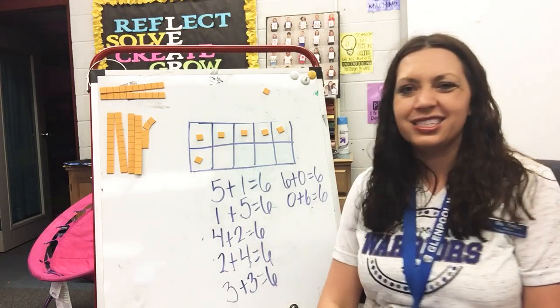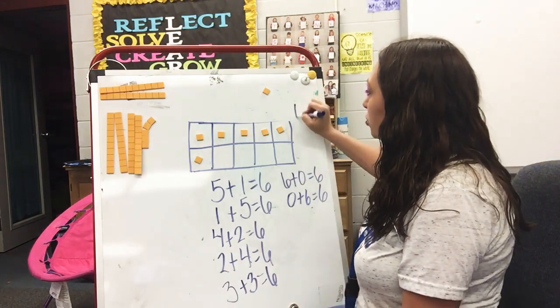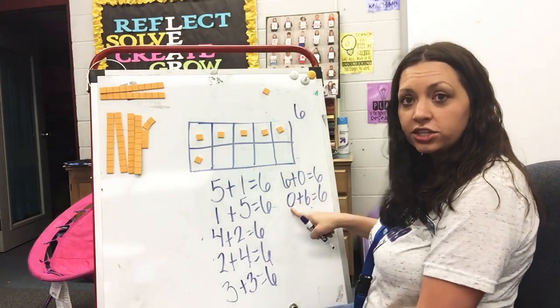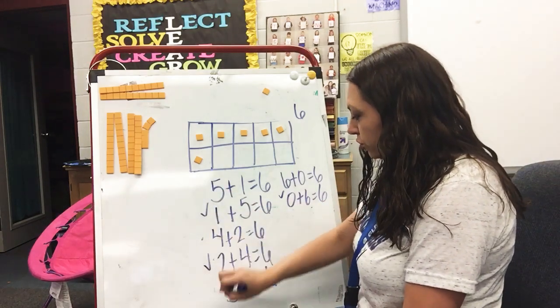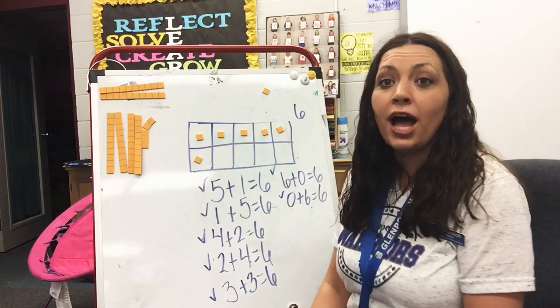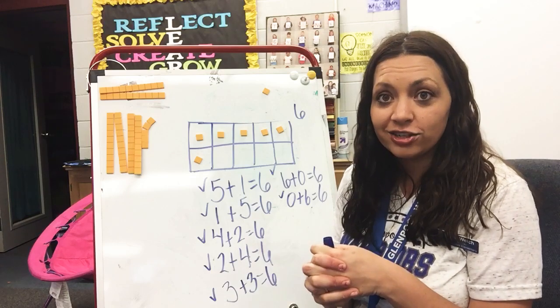So then I'm going to look and say, I wonder if I have all the different ways. And I'm going to the number 6 so I can check that. I'm going to start at the 0. I've got my 0 at the beginning. Then I say 1, 2, 3, 4, 5, 6. So I found all the ways that I can compose or put together 6.